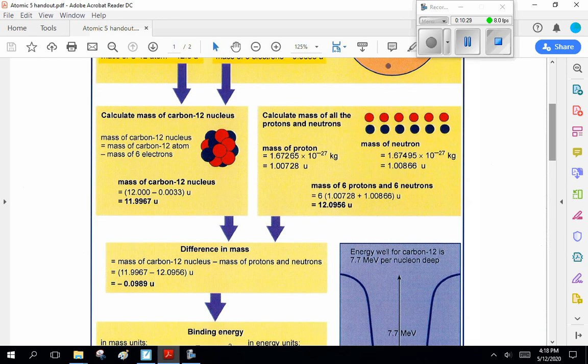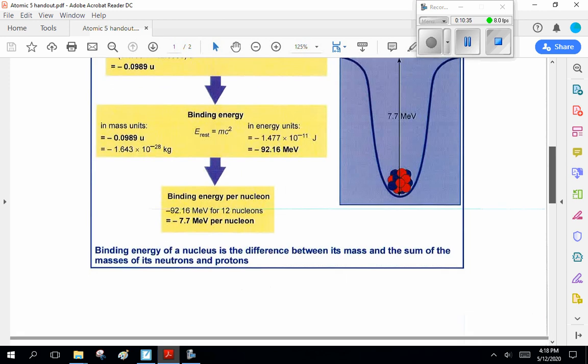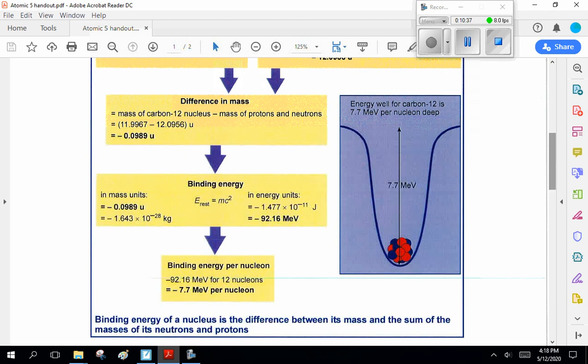So you calculate the mass of the carbon 12 nucleus. You get the difference in mass, the mass defect. That mass defect you turn into energy, E equals mc squared. The mass missing is 1.643 times 10 to the minus 28 kilograms, and then the energy is 92.16 mega electron volts. Since there are 12 nucleons, that's minus 7.7 mega electron volts per nucleon. Now that's a binding energy. So that's how much energy you've got to put in to break up carbon 12.